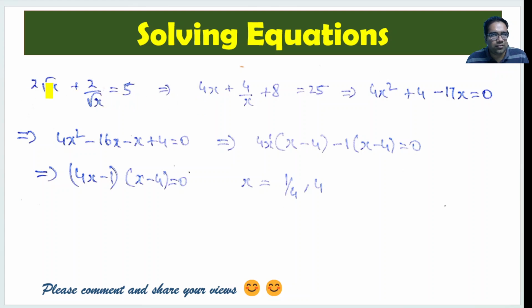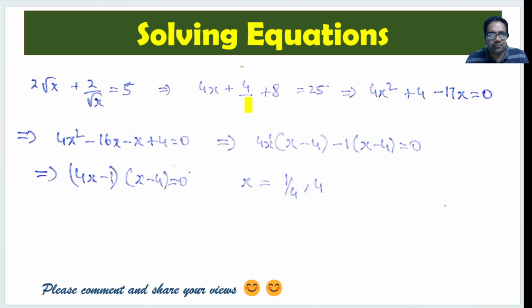4x, right? 2 square root x whole square, which is 4x plus 4 by x plus 8, right? 2 into 2 root x plus 2 by root x. 8 equals 5 square, which is 25. Now, this is pretty straightforward. We can easily convert this into regular quadratic form.